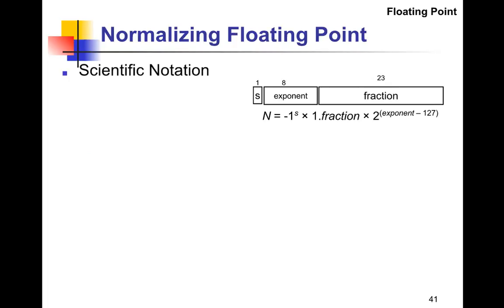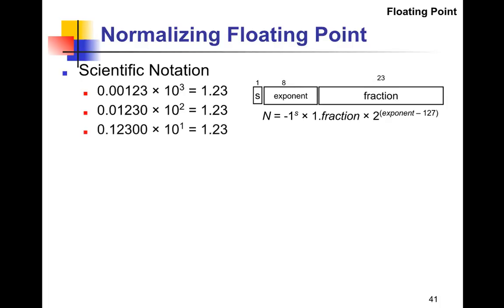So let's remember something about scientific notation. It will help us understand how to take a regular decimal number and express it in floating point. If you remember, 0.00123 times 10 to the 3 is 1.23. And 0.01230 times 10 to the 2 is 1.23. And 0.123 times 10 to the 1 is 1.23.